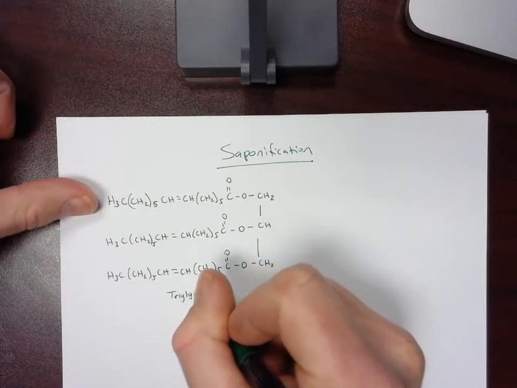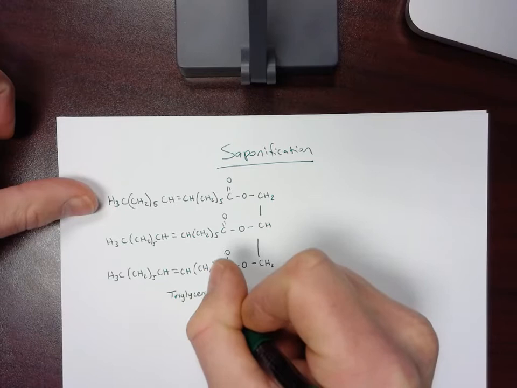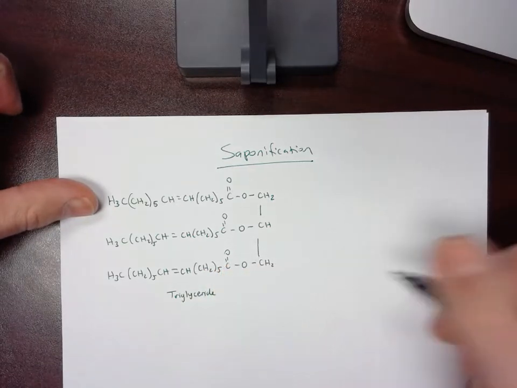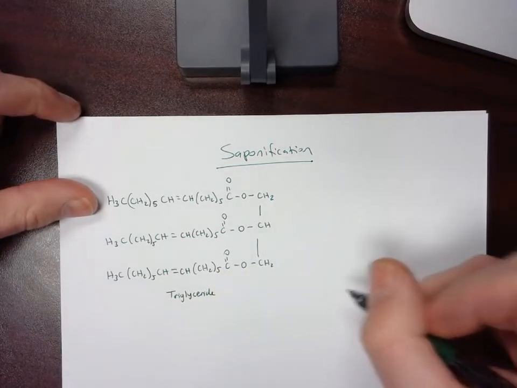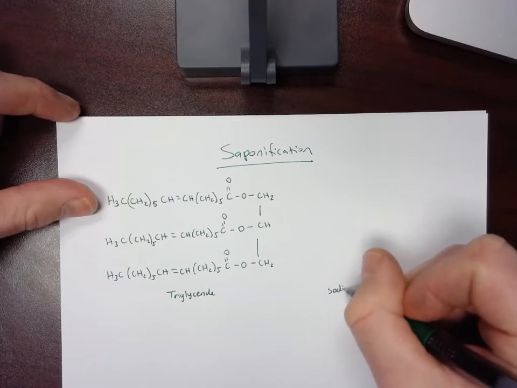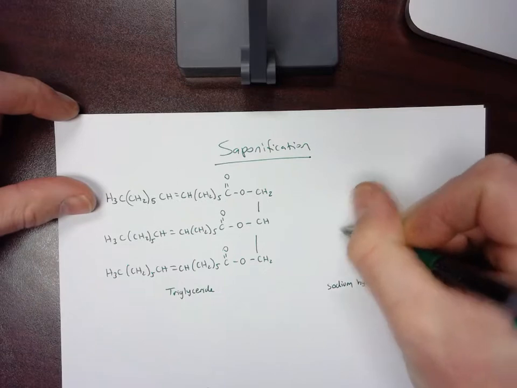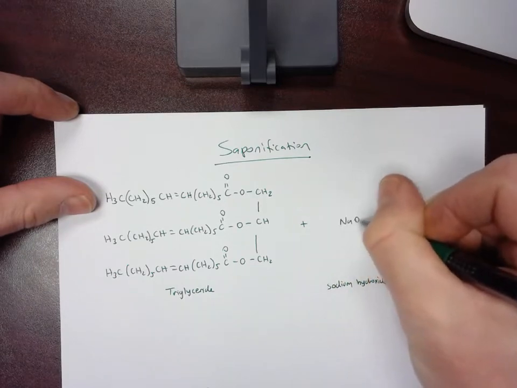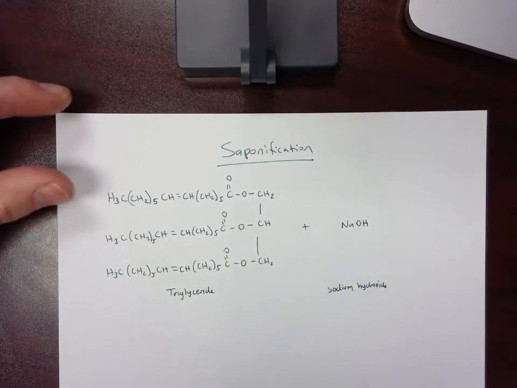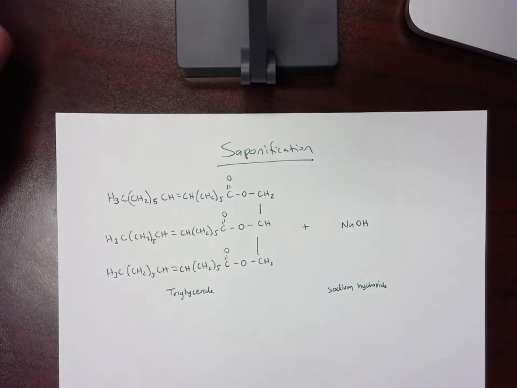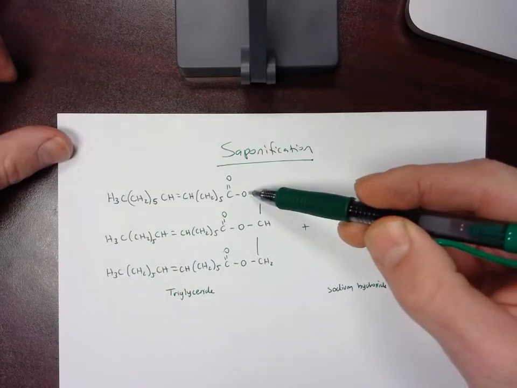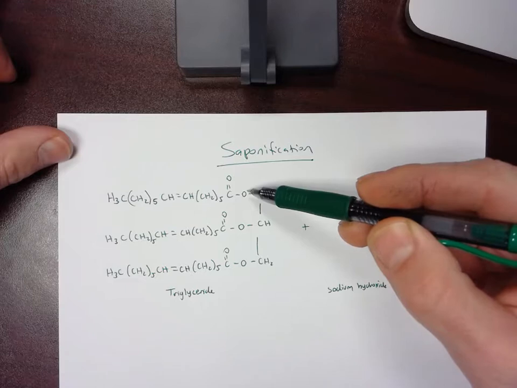Saponification involves reacting triglycerides with sodium hydroxide or potassium hydroxide. I'm going to use sodium hydroxide, which is NaOH. This is what we did in lab. And the NaOH will actually break the ester bond.